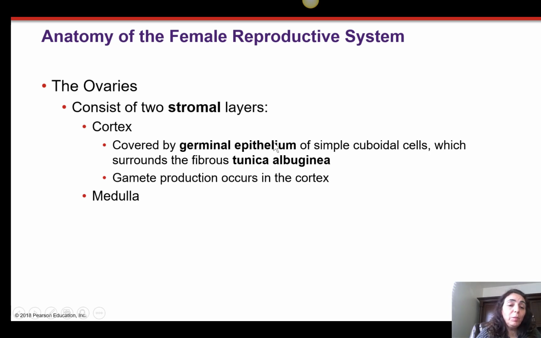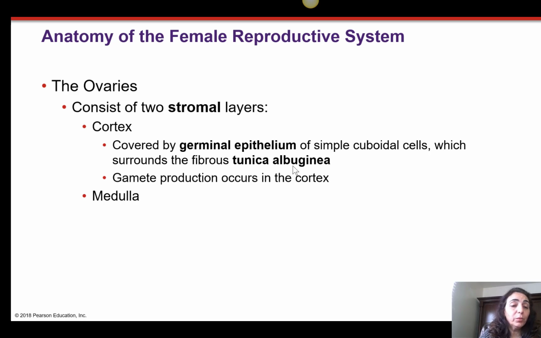When we say germinal epithelium, it means these are the cells that are germinating, producing more and more cells. These are simple cuboidal cells that surround the fibrous tunica albuginea. The same way that around the testes you have a fibrous layer of tunica albuginea, here we also have a fibrous layer that we call the tunica albuginea, and under that you have the first layer of the epithelium, the germinal cells, which are active and able to produce more cells.